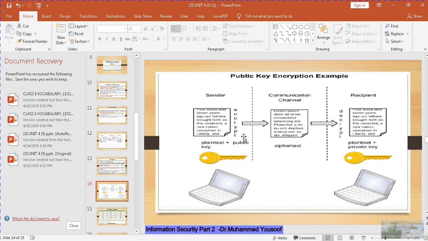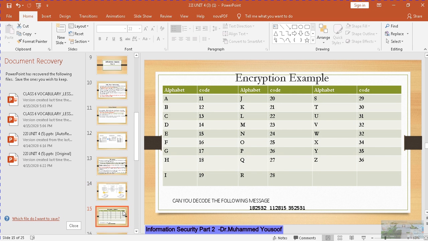So the message is actually changed to another form during transmission to secure the data, and that is called encryption. It has two steps: one is encoding, the other one is decoding. Let's look at this example. What do you see here?